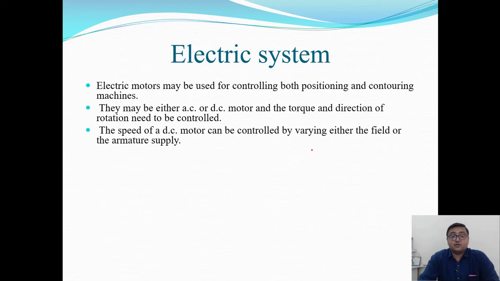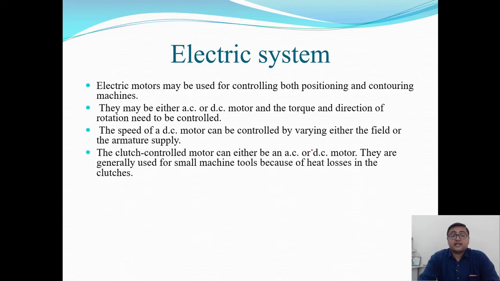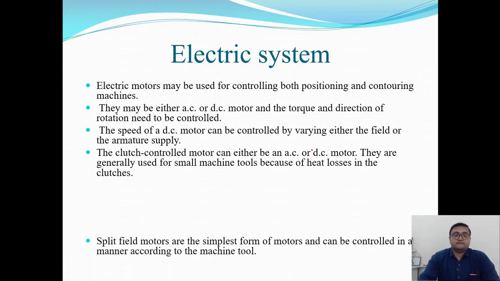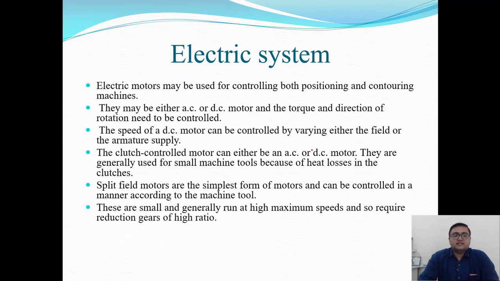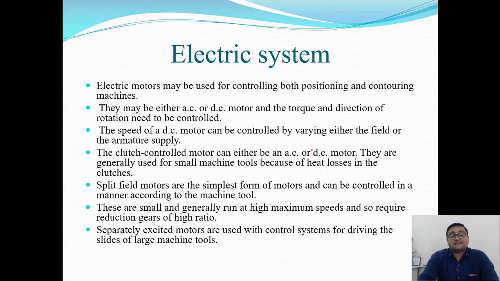The speed of a DC motor can be controlled by varying either the field or the armature supply. The clutch control motor can be either an AC or DC motor. They are generally used for small machine tools because of heat losses in the clutches. Split field motors are the simplest form of motors and can be controlled in a manner according to the machine tool. These are small and generally run at high maximum speed, and so require a reduction gear ratio. Separately excited motors are used with control systems for driving the slides of large machine tools.